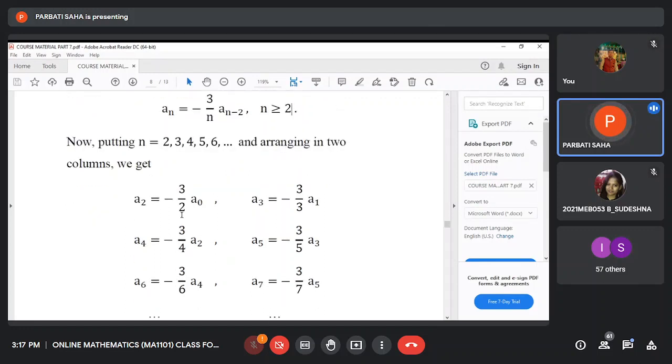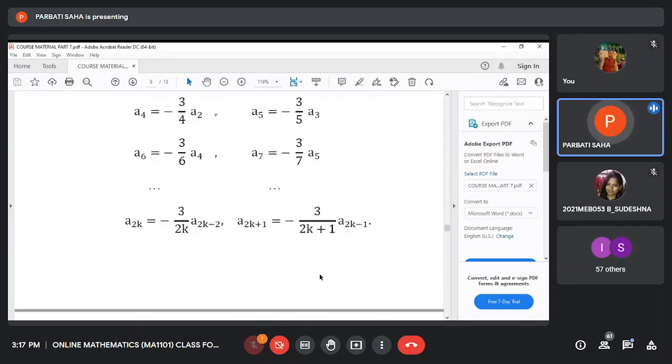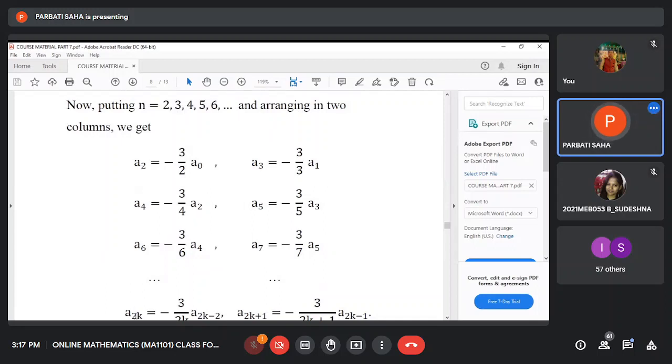Then you obtain this. A2 equals this, A3 equals A4, A5, etc. Then what will you do? Just multiply all these elements on the left. Similarly, we multiply all these elements on the left and also on the right.